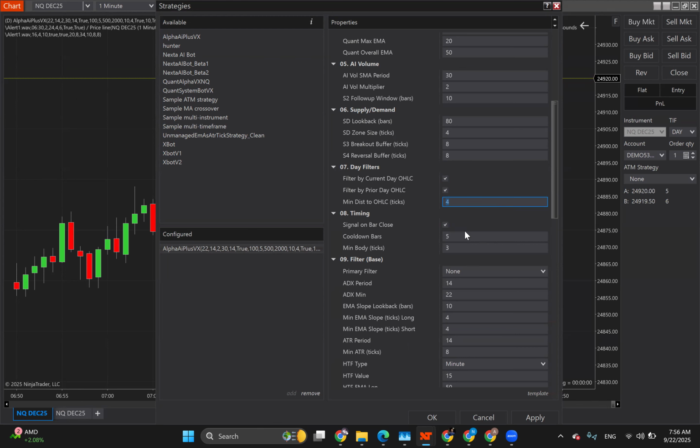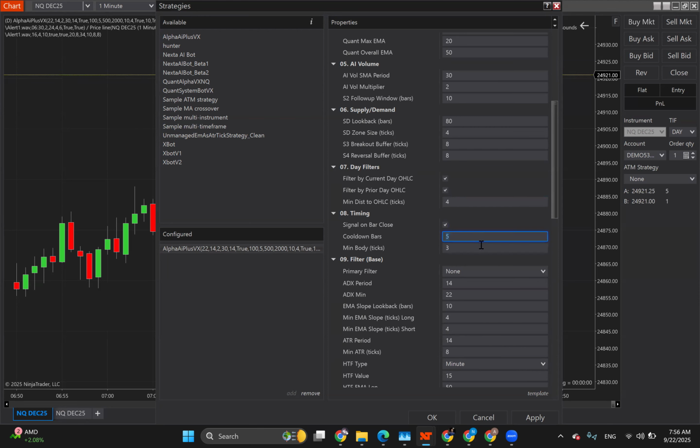Okay, timing. Now, also signal on bar close. The way we used to trade the Quant system is the signal would print while the bar is performing, which means it's on each tick. We have an option now to make it on bar close, which we prefer now. So the signal will not print until the bar closes. So it's going to avoid a lot of false signals in choppiness. But also we can uncheck it and make it on each tick.